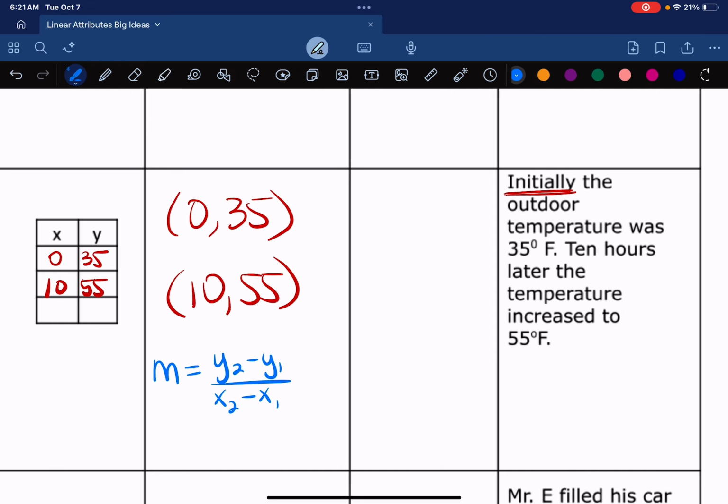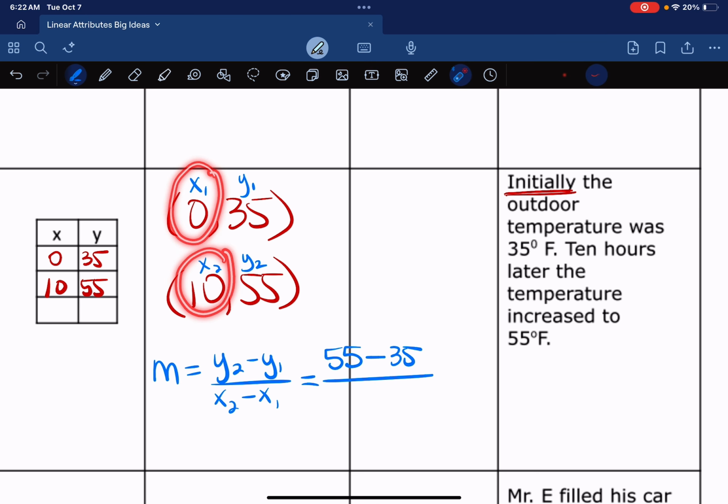And I would encourage you to always label your points. So if this is our x1 value, this has to be labeled y1. And if this is x2, this has to be labeled y2. Remember, every single point has one x and one y value. So let's substitute in our values, okay? Our y2 value was 55. Our y1 value was 35, so 55 minus 35 over. And then our x2 value was 10. Our x1 value is 0, so 10 minus 0.